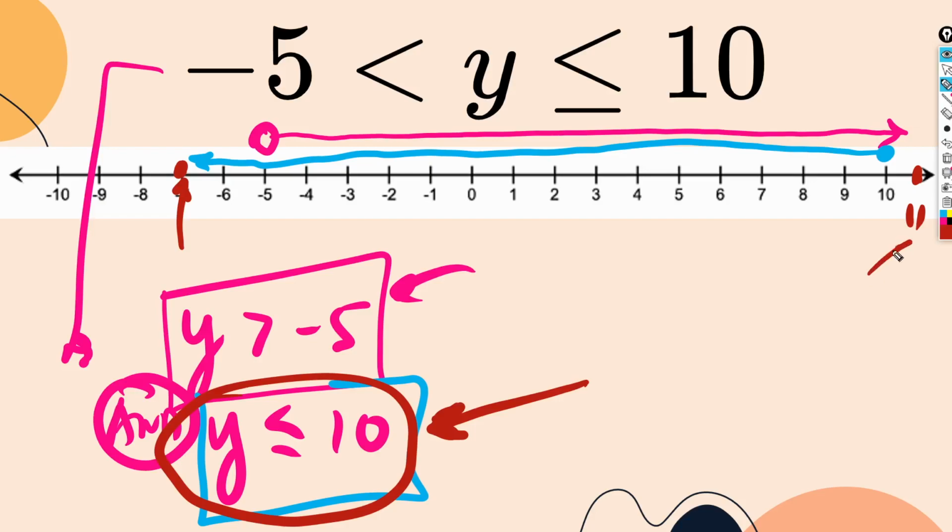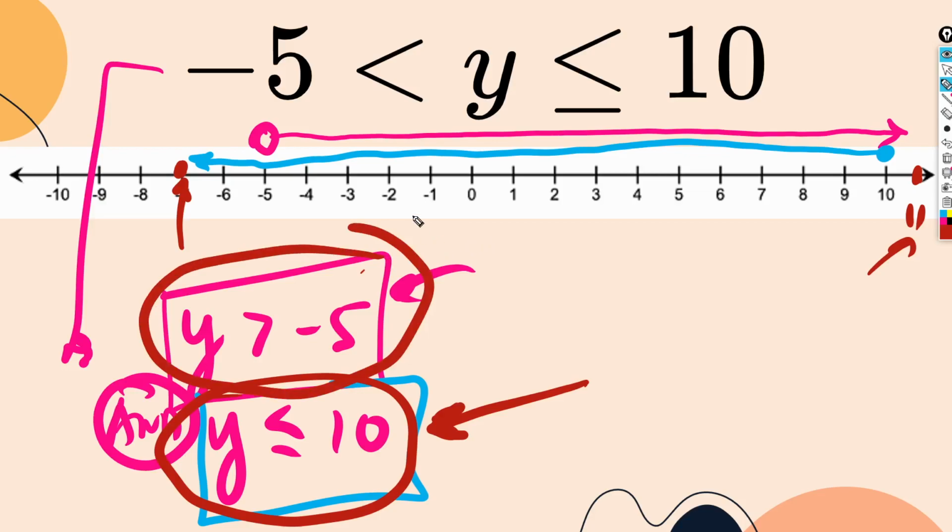At the same time, halimbawa may 11 dito. Pwede ba si 11? No. 11 satisfies the first part, it's greater than negative 5, but it's not less than or equal to 10. Kaya hindi rin kasama itong 11.